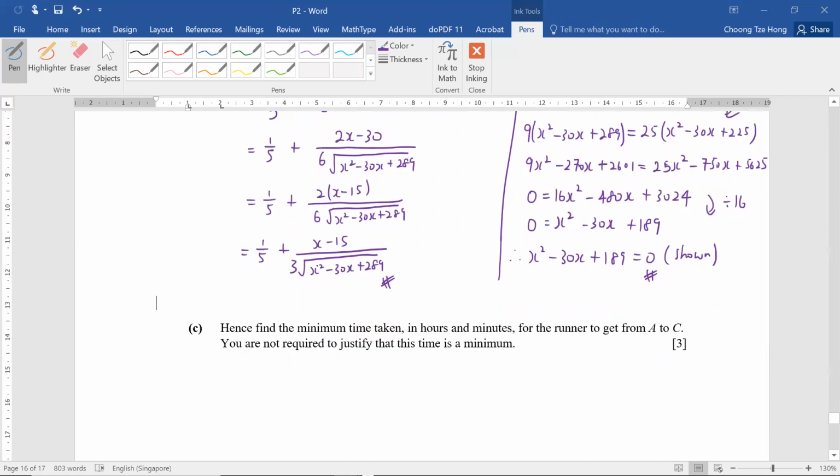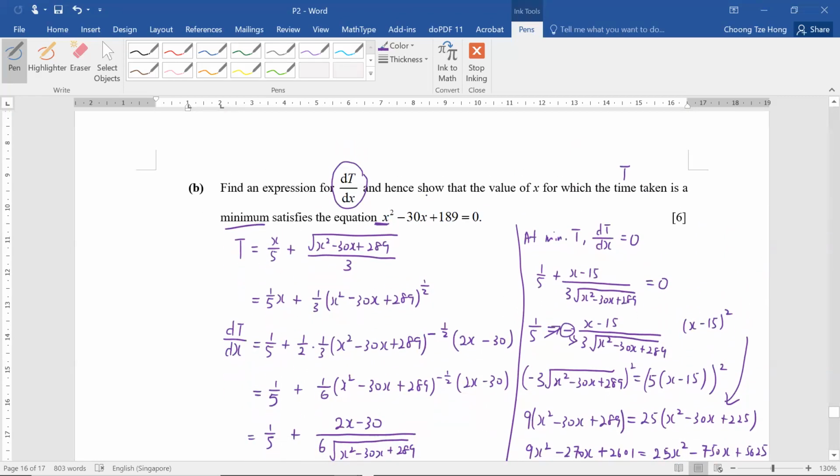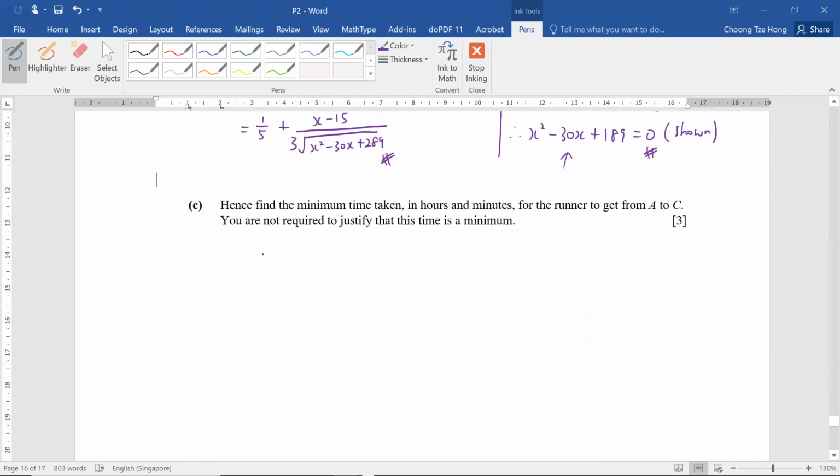Part C: hence find the minimum time taken, in hours and minutes, for a runner to get from A to C. You're not required to justify that this time is a minimum. So basically what we need to do is solve this equation to find the distance x, and after that we will sub back inside this one and calculate the minimum time. So let's solve that. Remember this x that we get will be the x that gives the minimum timing.